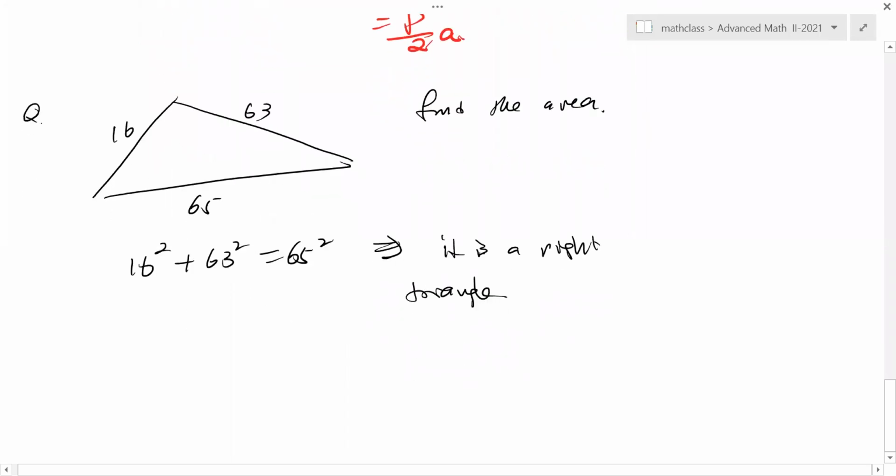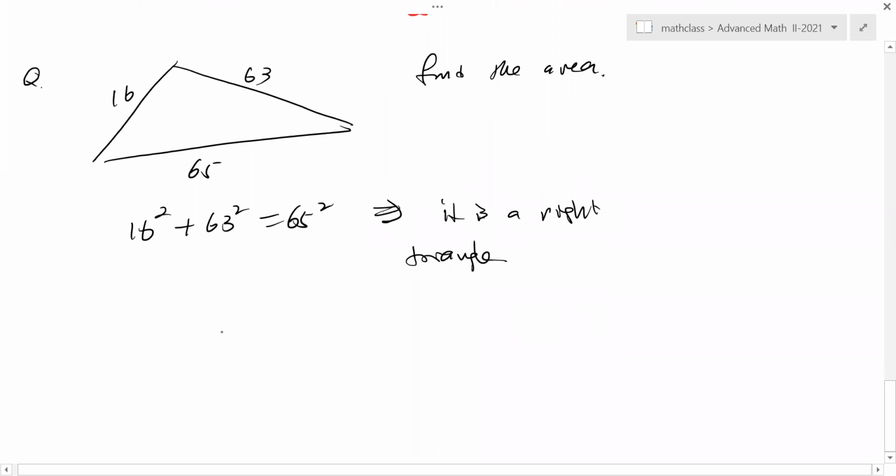The Pythagorean theorem is a complete statement that works both ways. If A squared plus B squared equals C squared, then this must be a right triangle. If it's a right triangle, then C squared equals A squared plus B squared. So the right angle must be here. That's why the area is just half of 16 times 63, and if you multiply out, it's 504.